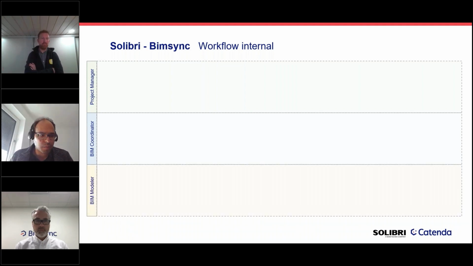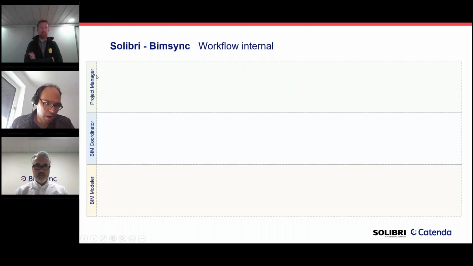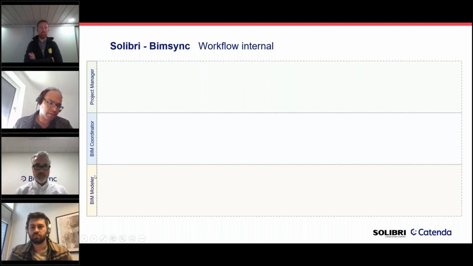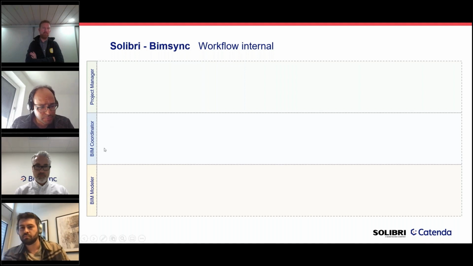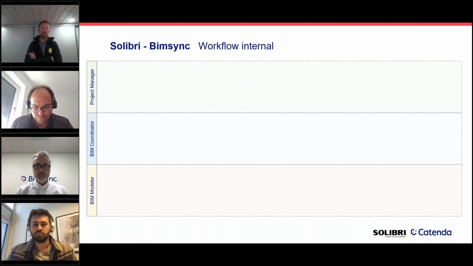And for the internal workflow, we're going to say there are three parties involved at the moment. There's the BIM modeler, the guy that is modeling in a different authoring software. There is the BIM coordinator that is responsible for the internal quality checks to make sure that the model is of quality. And there's the project manager that wants to know what's going on in his project. So how does such a workflow look?